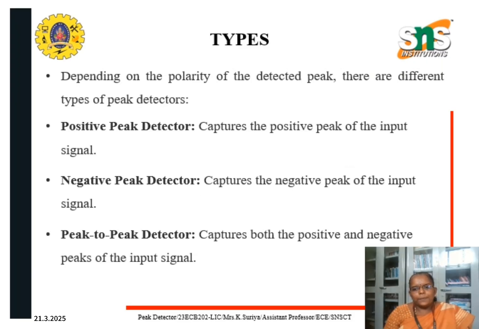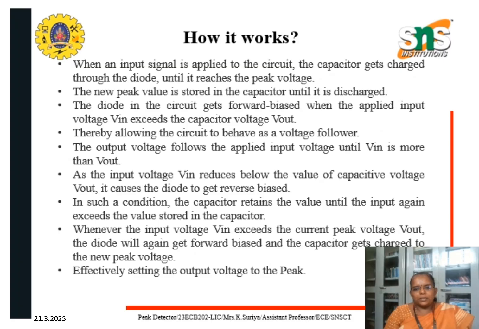Next, we'll see the types of the peak detector. It is divided into three types based on the polarity of the peak that is detected. The first one is the positive peak detector, which captures the positive peak of the input signal. Next one is the negative peak detector, where it captures the negative peak of the input signal. And the last one is the peak to peak detector, where it captures both the positive and negative peak of the input signal.